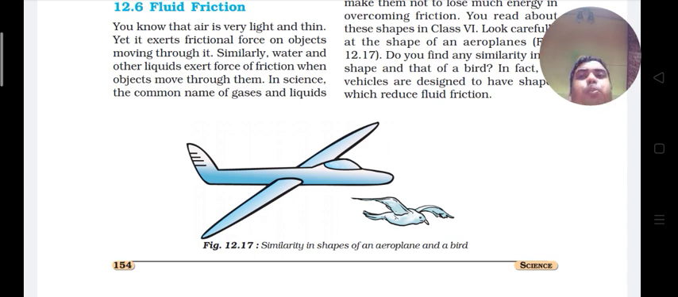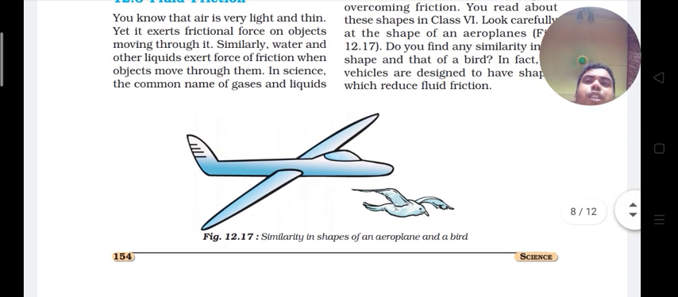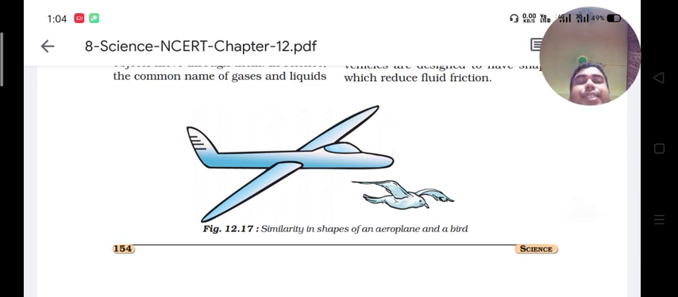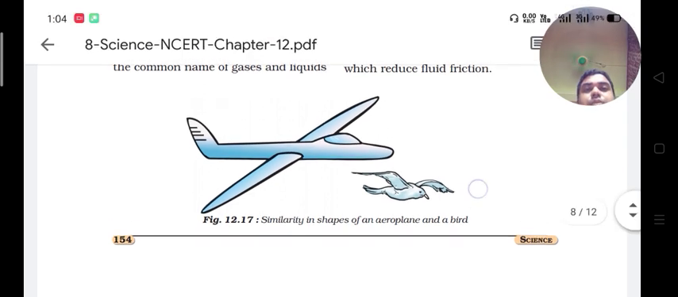Water exerts a force of friction on objects which move through it, opposite to their motion. When an object moves through water, it pushes the water out of the way and the water pushes back on the object. This push of water on the moving object creates friction which tends to slow down the moving object. Water exerts frictional force on objects, for example boats, speedboats, submarines, and fishes moving inside the water.